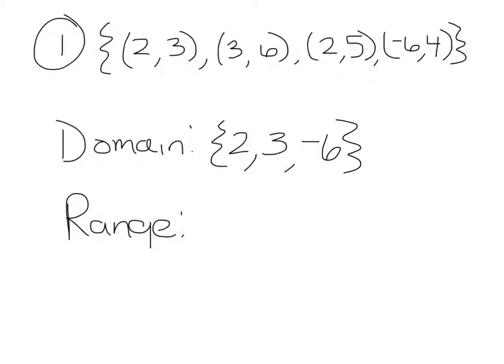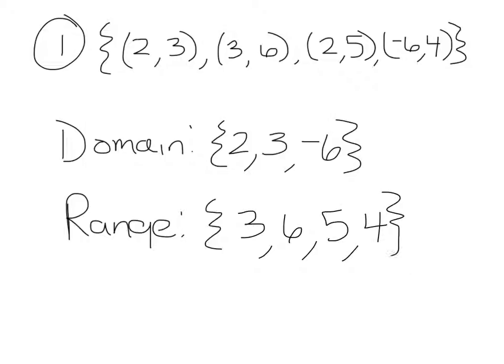And again, we never list a value more than once. All right, your range, on the other hand, is your y values, so 3, 6, 5, and 4. Now we don't need the same number of x values and y values because sometimes they may be repeated, but that's okay. The other thing is these are called brackets. You can use a bracket like this instead if you need to, but I'll try and use the squiggly line ones.